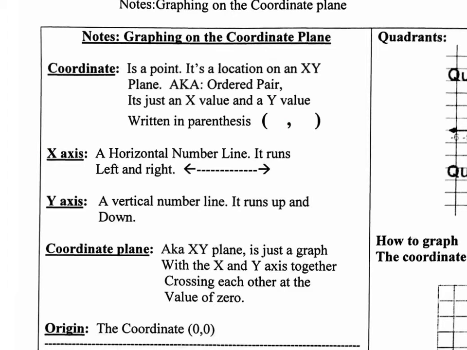The x-axis is just a number line, and it's horizontal. It runs left to right. And we already know number lines. Zero's in the middle, 1, 2, 3. Going this way, it gets smaller. Less thans to the left, greater thans to the right.